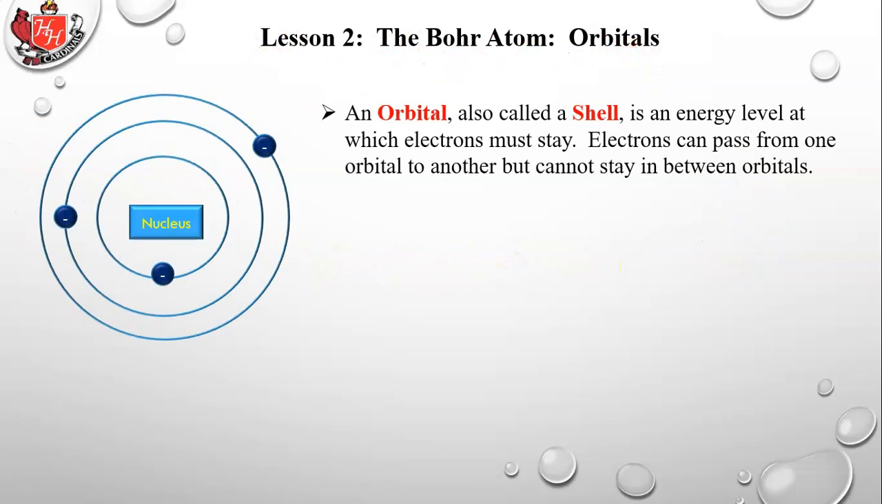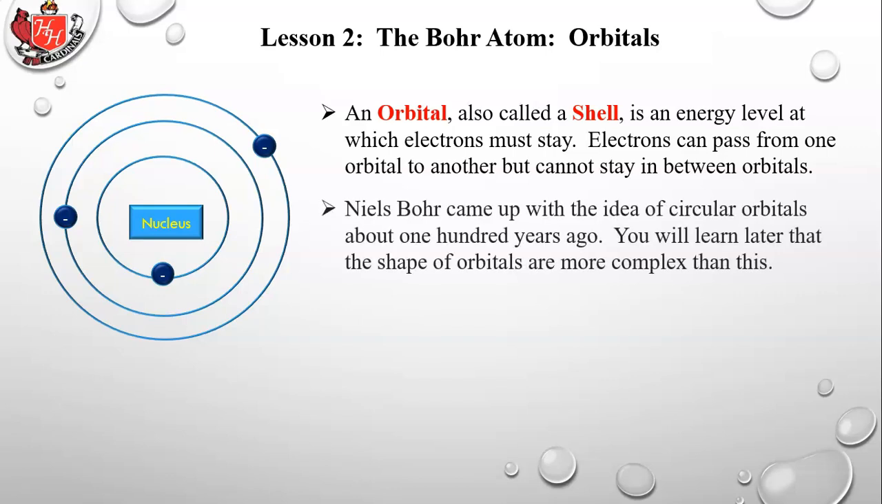So an orbital, also called a shell, is an energy level at which electrons must stay. Electrons can pass from one orbital to another but cannot stay in between orbitals. Niels Bohr came up with the idea of circular orbitals about 100 years ago. You will learn later that the shape of the orbitals is more complex than this.